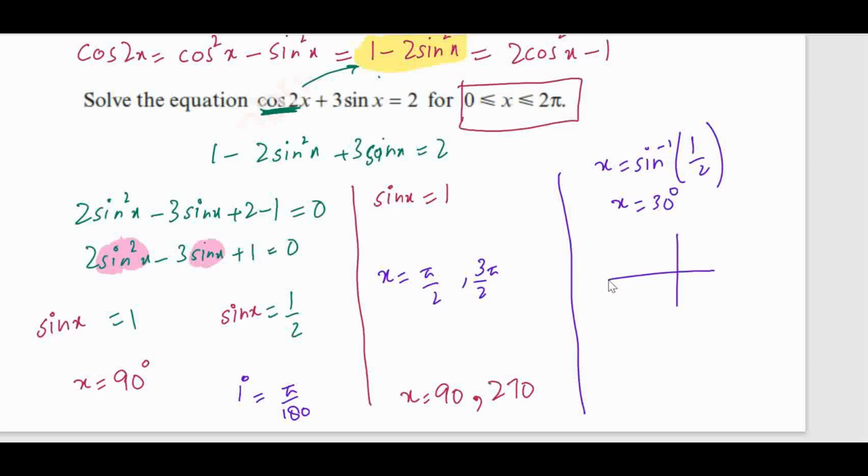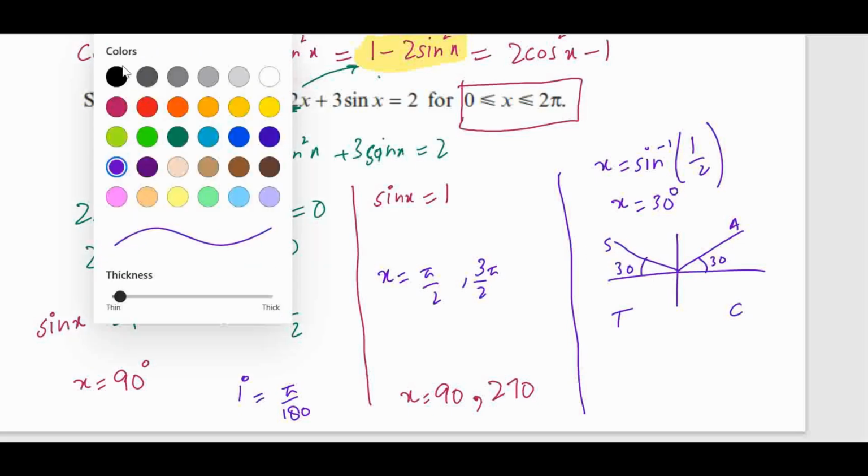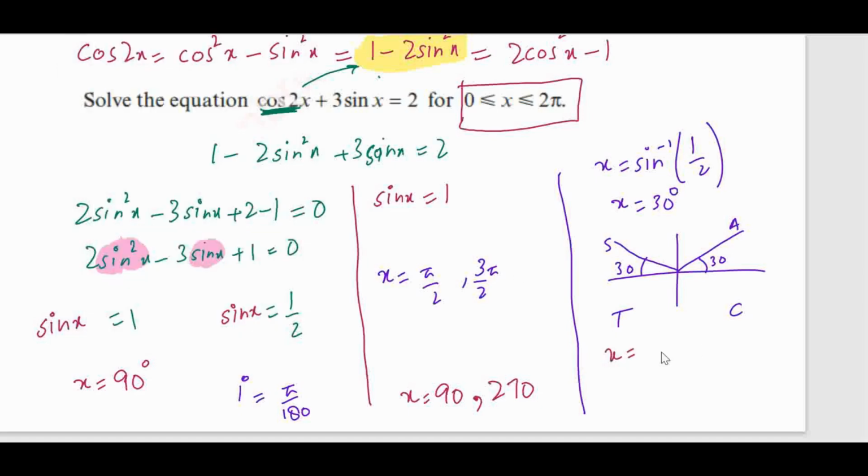Now we will use the same concept, CAST. Sine is positive in two quadrants. One is this one, and this must be 30 degrees. And the other one will be this one, and this must also be 30 degrees. If you try to find the final answer, x will be equal to 30 degrees because this will be the first angle, and the other one will be this one, which means 180 minus 30, which means 150 degrees.